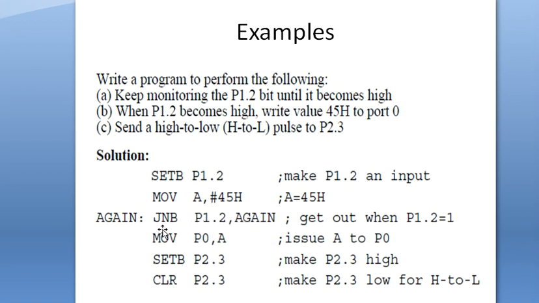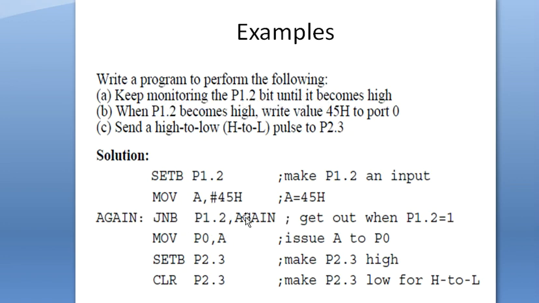It is going to check the bit P1.2. JNB means jump if not bit set. So if P1.2 is not high, it stays in this loop. Whenever it becomes high, it goes to the next instruction. That is the first condition: keep monitoring the P1.2 bit until it becomes high.